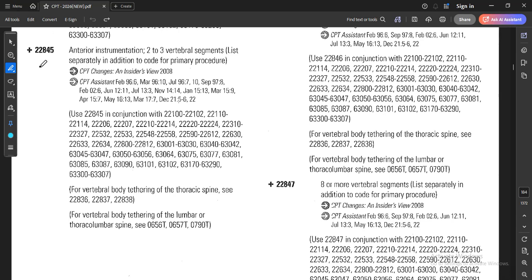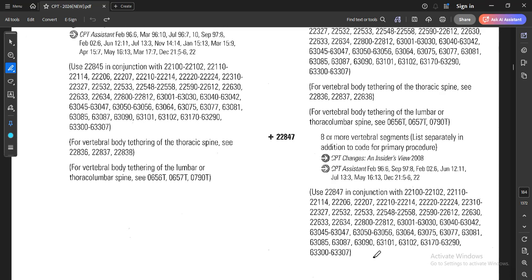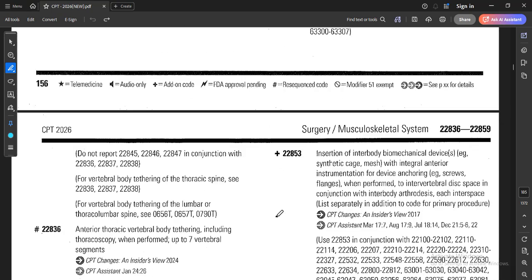You can use these add-on codes along with these primary codes only. You can't use these codes with other musculoskeletal system procedures or spinal procedures. You just need to follow these 7 lines of codes. So along with these codes or primary procedures only, you can use these instrumentation codes.